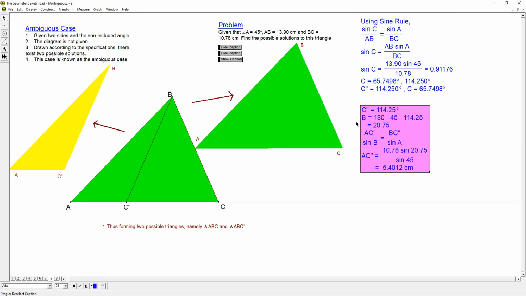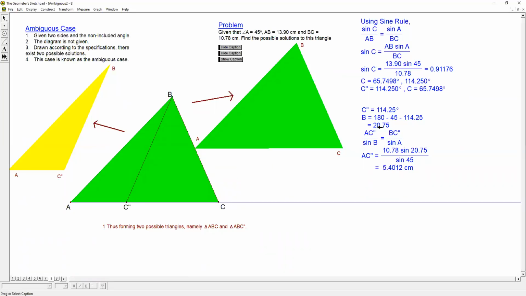Okay, so I use the obtuse angle C. So the obtuse angle C, I find the angle B. Find the angle B using 180 minus these two angles, I get this angle. So the small narrow angle B here is how much? 20.75. No need to use any rule. You just use 180 minus the other two angles, you will get this.